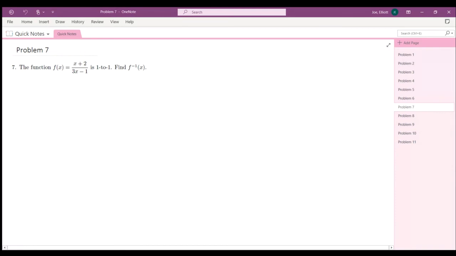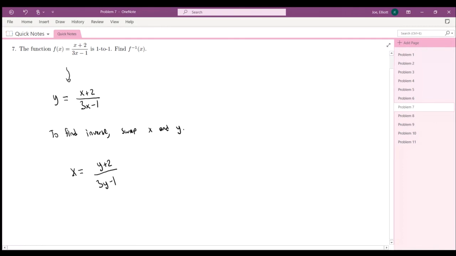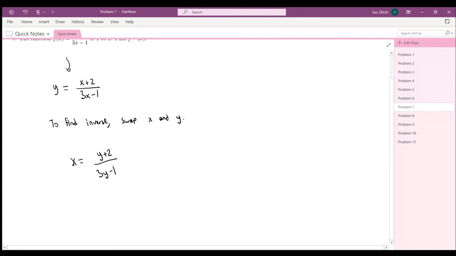So what I'm going to do here is rewrite my function as an equation. I'll write y equals instead of f of x equals. And now, in order to find the inverse function, you want to swap all your x's with y's and your y with an x, okay? So instead of y equals, we're now going to have x equals, and then all of these x's are going to be replaced with y's. After swapping the x and the y, now you want to just solve for y.